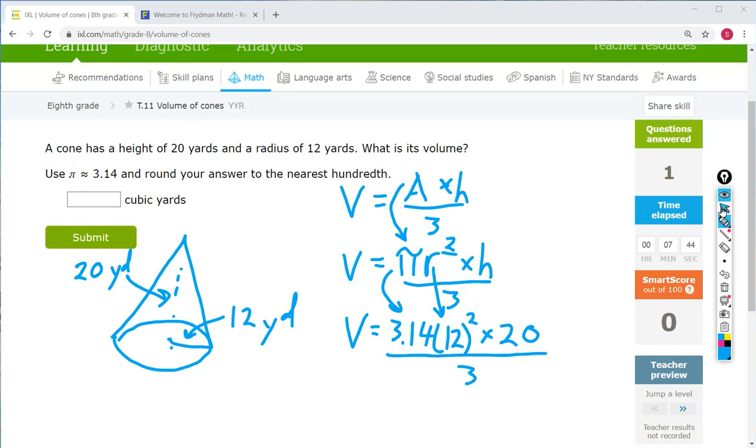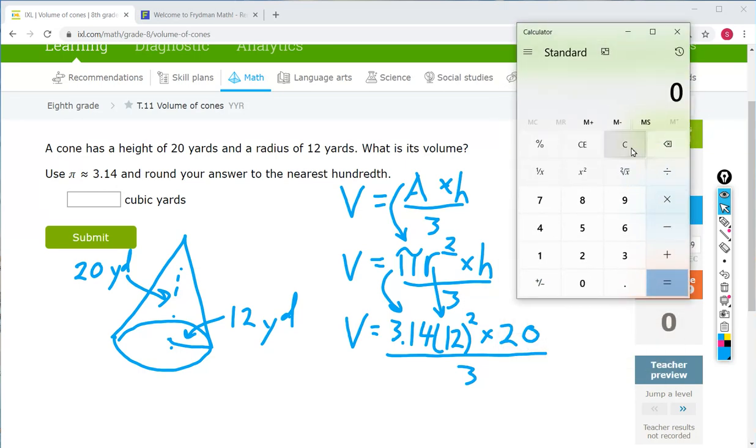And that looks like a lot, but we'll just use the calculator, and it's very easy. So 3.14 times 12 times another 12. Remember, that's what that exponent of 2 means. Times 20 divided by 3 equals... Okay, here we do not have to round because our answer is only going up to the 10th place. And the question was asking us to round to the nearest hundredth. Our answer is not even going up to the hundredth place. So we're not going to have to round here. We're just going to type all of that in.